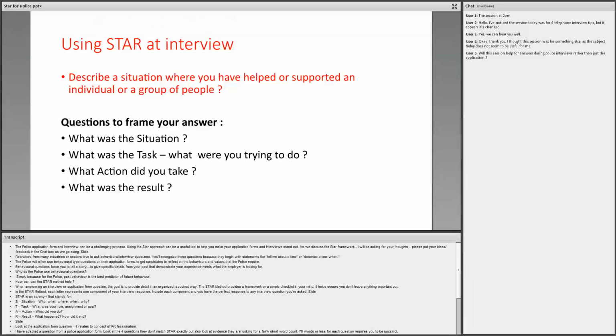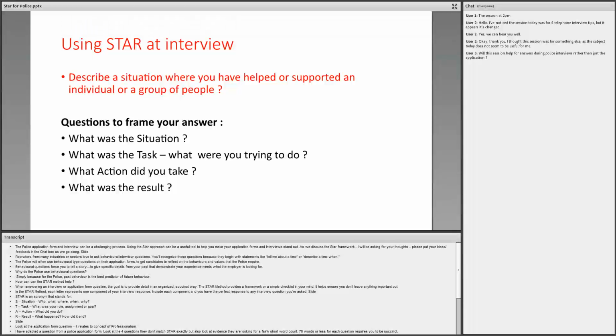When you were working with this group of people, what was the task? What were you trying to do? Was it a community group? Were you trying to get them to play sport? Was it a creative group? What were you actually trying to do?